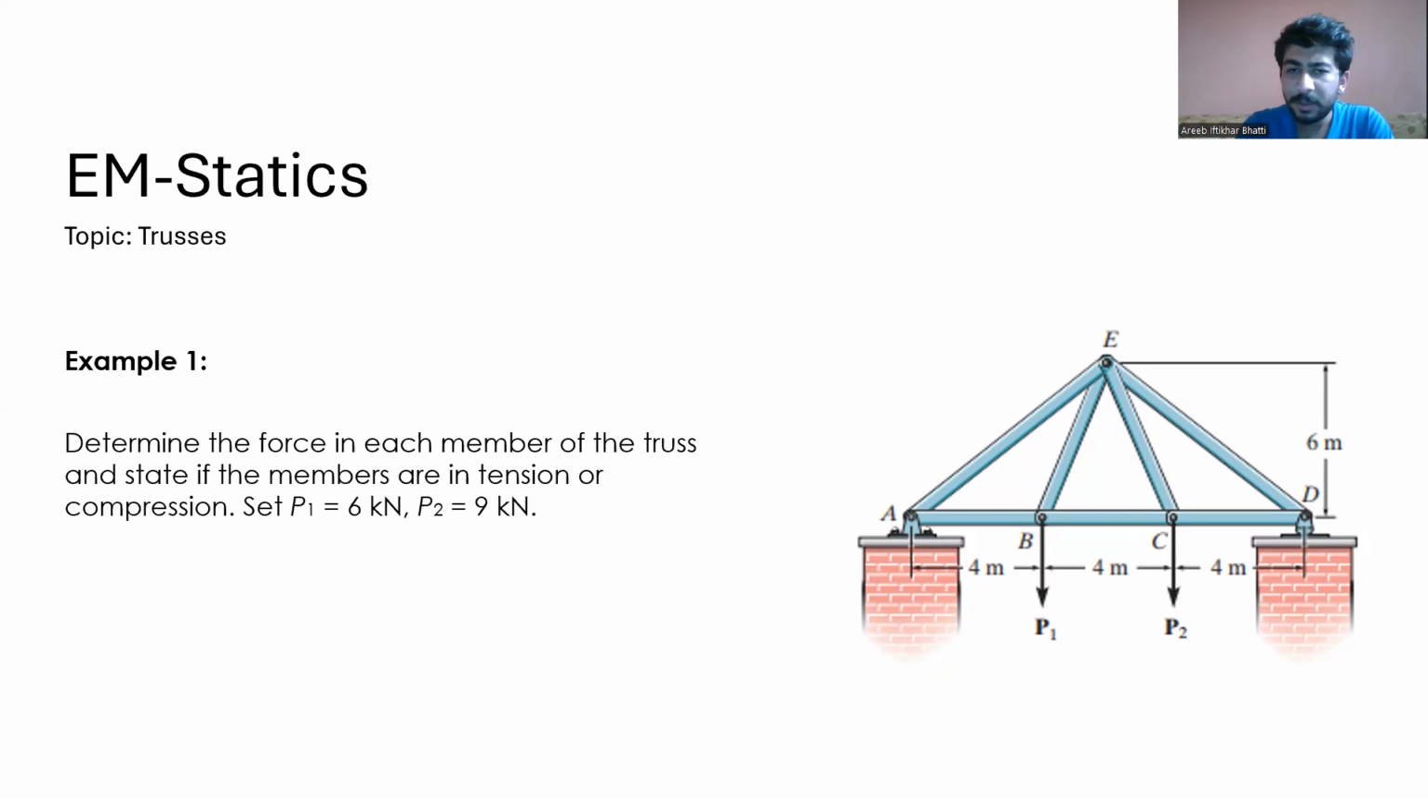You see the points A and D are connected with the walls by a pin and a roller joint. At point A, there are two reaction forces acting, and at point D, a reaction force is acting. At point B, a force P1 is acting vertically downward, which is equal to 6 kilonewton. And at point C, a force P2 is acting, which has a value equal to 9 kilonewton.